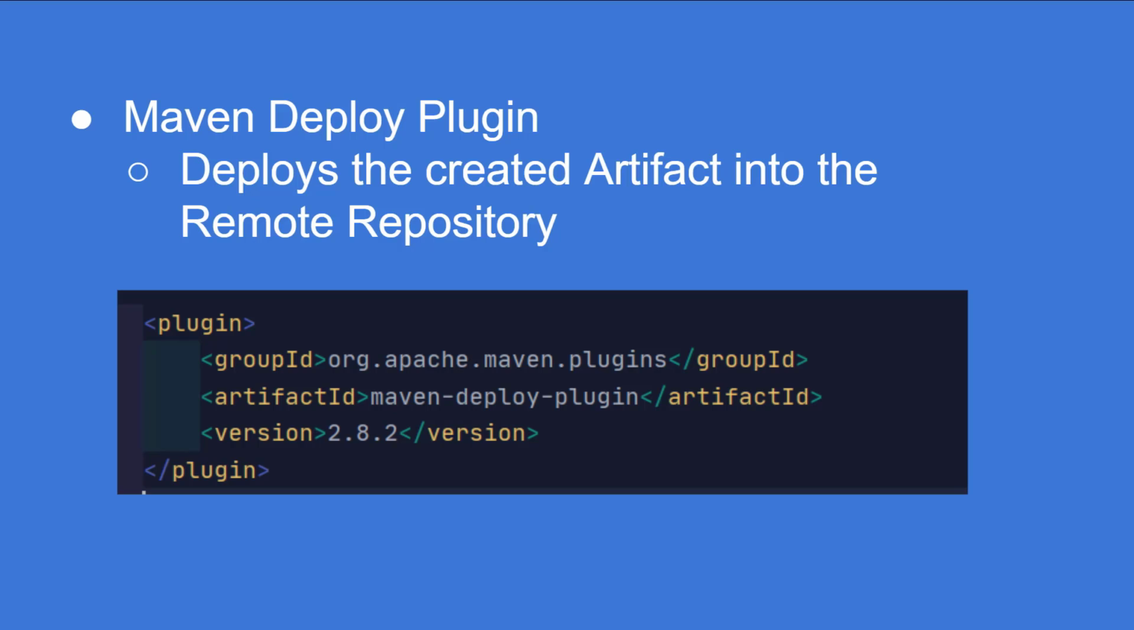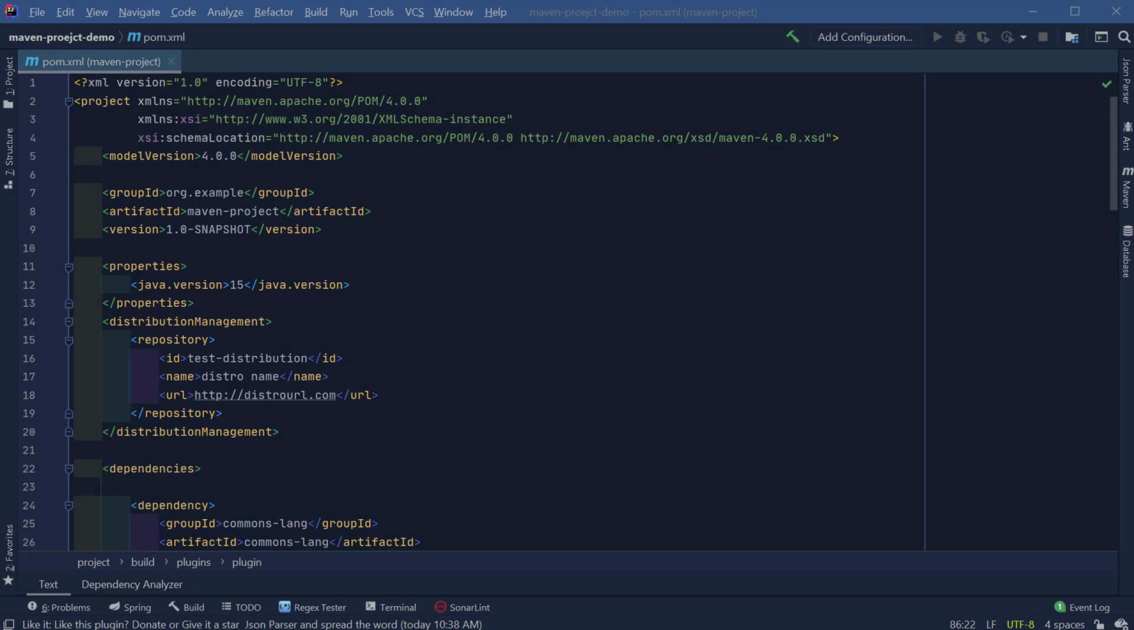The Maven deploy plugin is used to run the deploy lifecycle phase in the Maven build lifecycle. It runs all the phases which are included as part of the install phase and then deploys the created artifact to the remote repository. To be able to deploy the artifact to the remote repository, you first need to specify the remote repository details inside our pom.xml file.